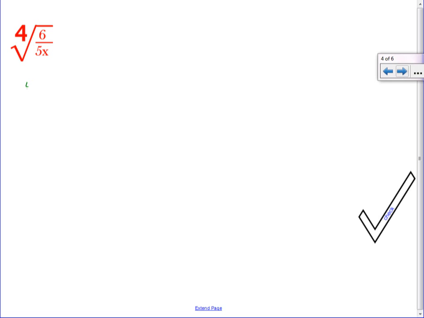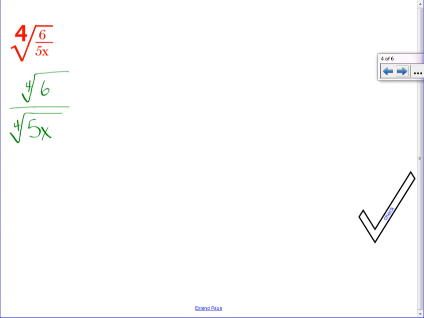Okay, so we've got the 4th root of 6 over the 4th root of 5x. Now, in order for the root to completely go away, we have to have the right number of things underneath this root so that we can circle them. What size groups are we looking for? We need 4 matching things, right? So we need how many more 5s? We need 3 more 5s, and we need 3 more x's.